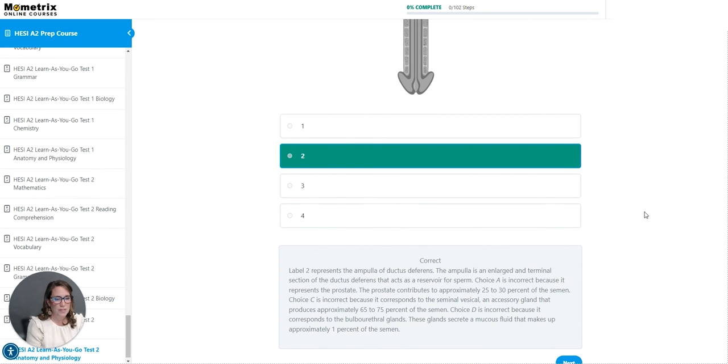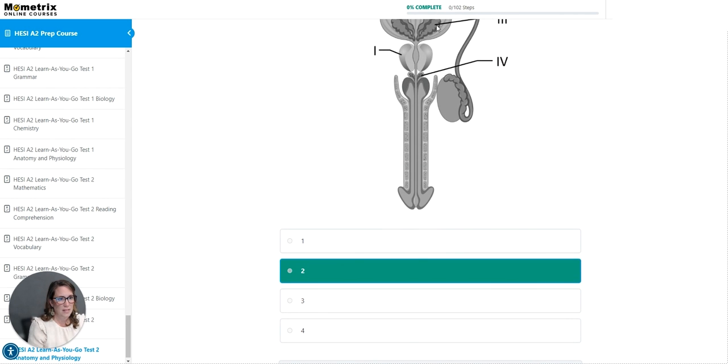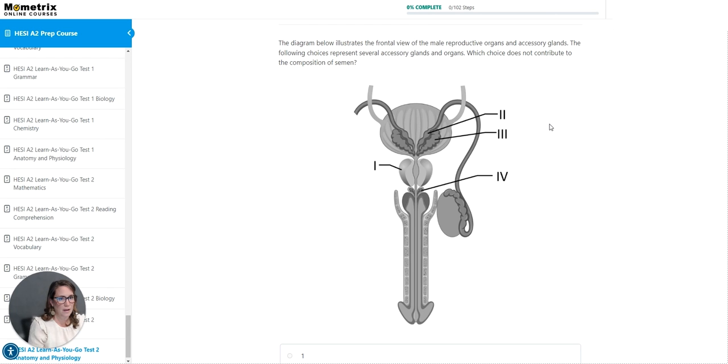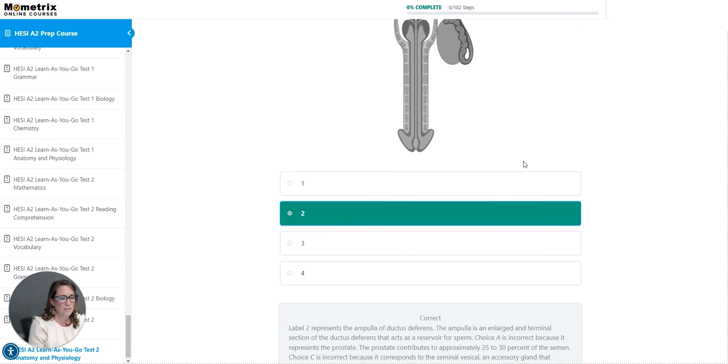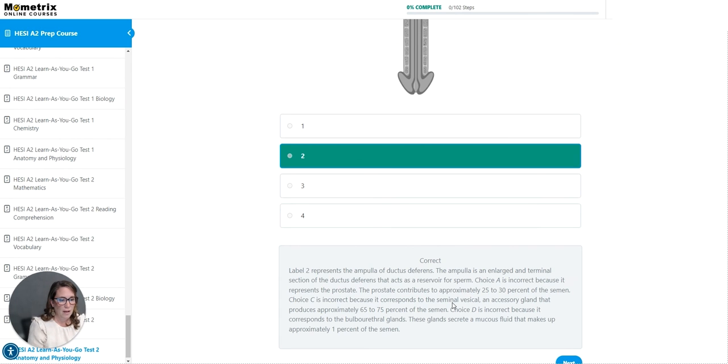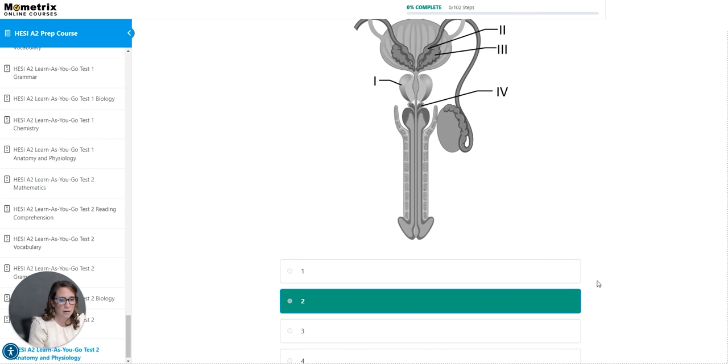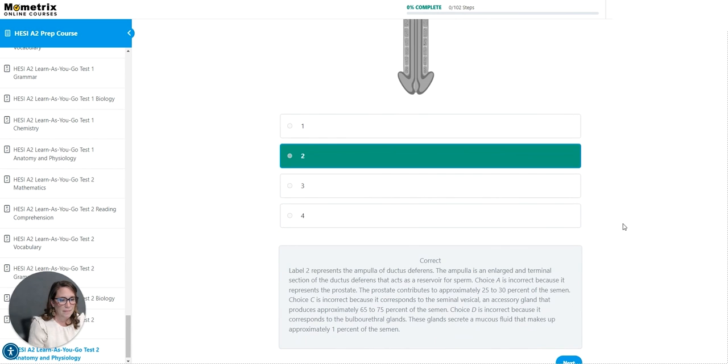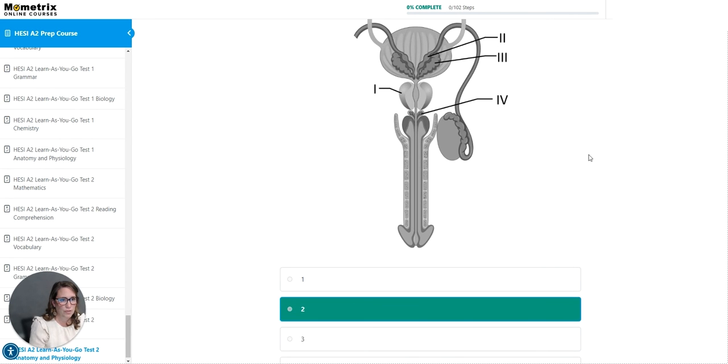Number 2, which is the one we chose, is the ampulla of the ductus deferens. This is an enlarged and terminal section of the ductus deferens, and it acts as a reservoir for sperm. So this is the one place that does not contribute to the production and composition of semen, whereas all the rest of them do. You have the seminal vesicle, that was choice C, so number 3 right there. And then you also have the bulbourethral glands, and those are number 4 right there. And then the other option that we had is choice A, because that is your prostate itself, which also contributes to the production.